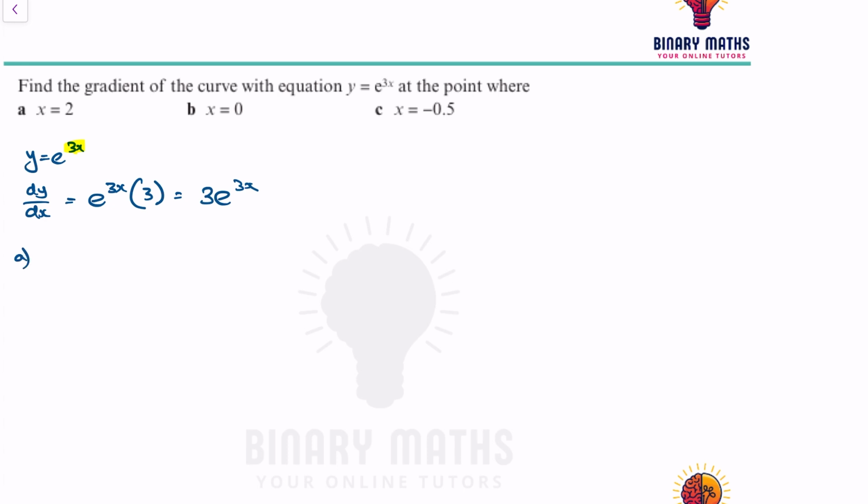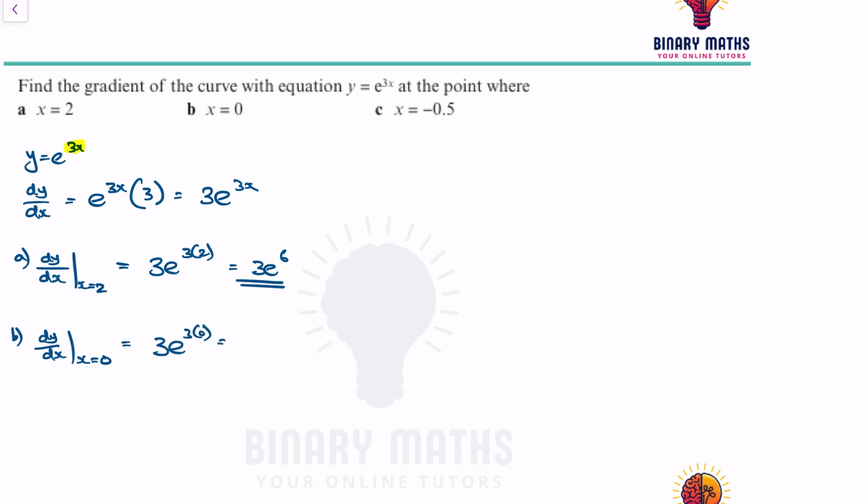So for part A, if you want to find the gradient at the point x equals 2, then you need to substitute x equals 2 into the gradient function, which means you get 3 e to the 3 times 2, which is equal to 3 e to the 6. For B, if you want to find the gradient at the point x equals 0, then you need to substitute x equals 0 into the gradient function, which means you get 3 e to the 3 times 0, which is equal to 3 e to the 0. e to the 0 is 1, so it's just equal to 3.